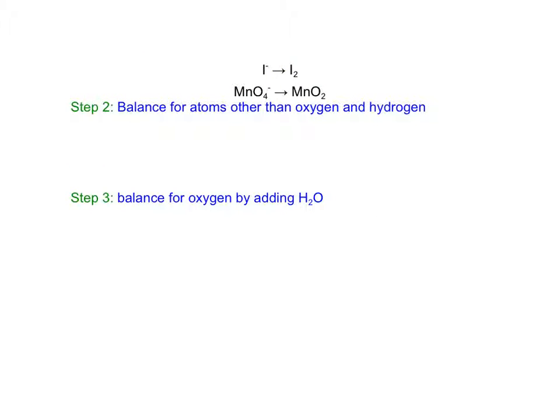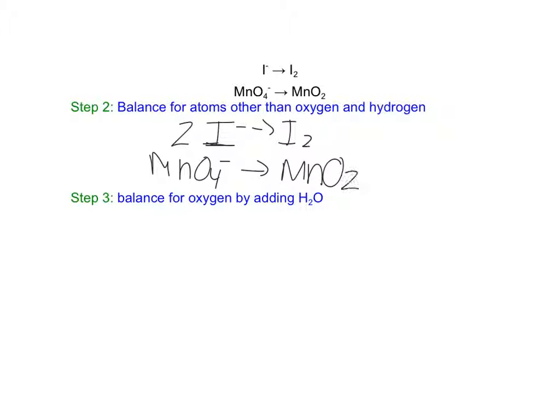Okay, balancing for atoms other than hydrogen and oxygen. So with I minus making I2, I need to add 2 I minuses here. For MnO4 minus making MnO2, we're all good. Next step, balance for oxygen by adding water. We don't need to add hydrogens or oxygens to our first equation. There are none in there, so don't worry about it.